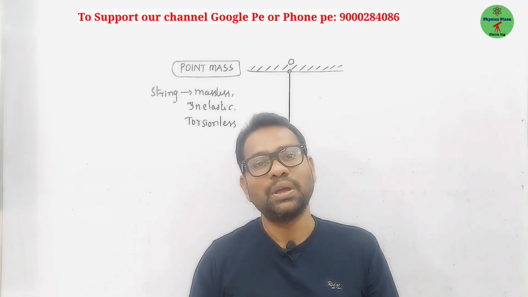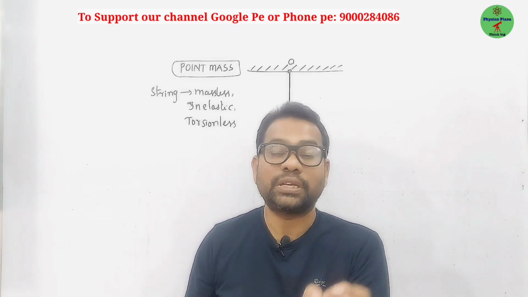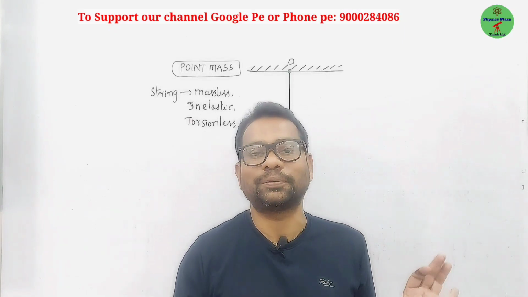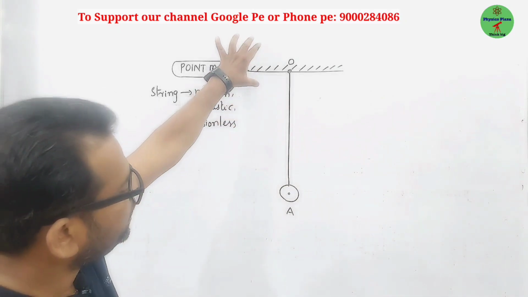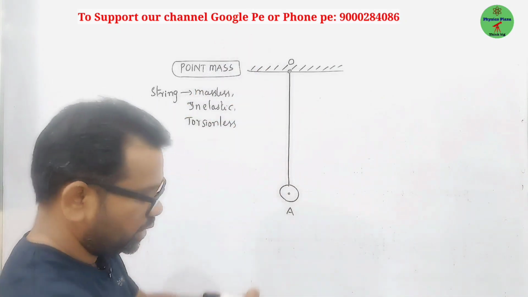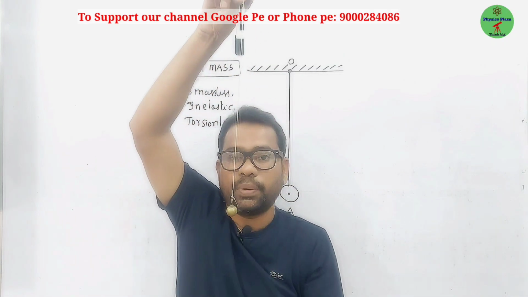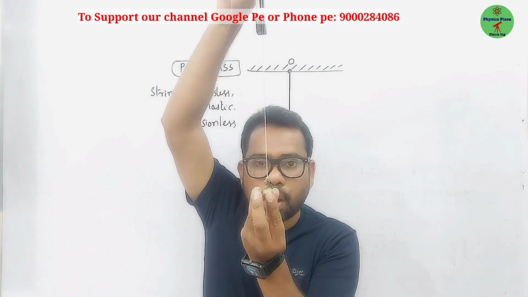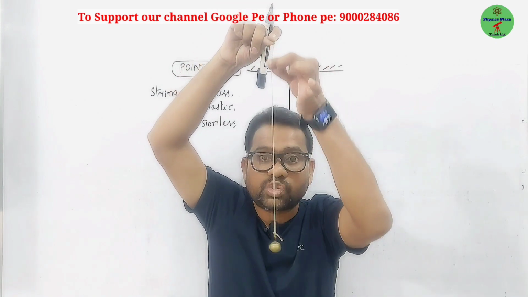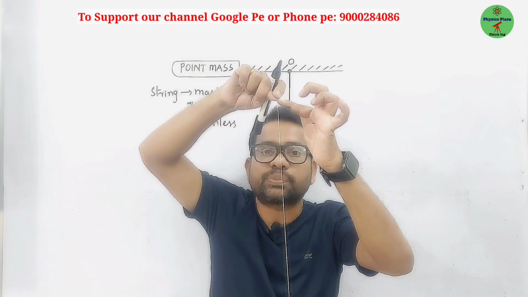Why am I calling it the ideal string? Because such a string won't be available. It is not at all possible. Okay, let us come back to this. This is a diagrammatic representation of the simple pendulum. This is how a simple pendulum looks. This is the bob of the pendulum, with the string, and let us say this point is the point of suspension.